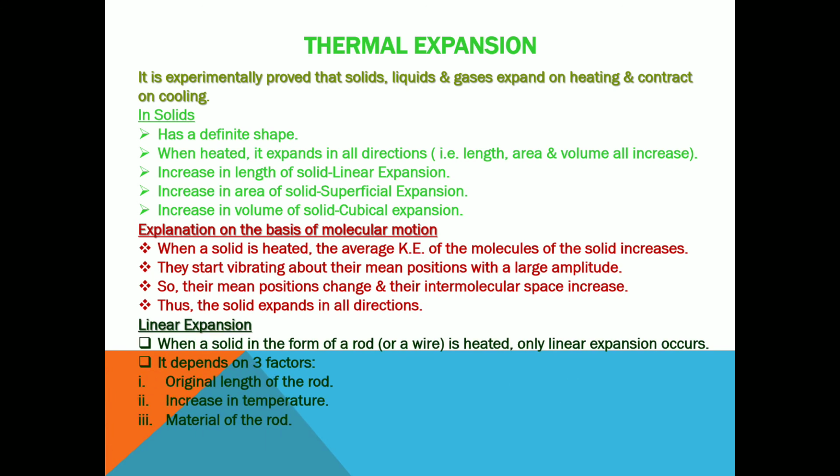Then linear expansion. When a solid in the form of a rod or a wire is heated, linear expansion occurs. That is, it increases in length. It depends on three factors: the original length of the rod or wire, its increase in temperature, that is how much the temperature is increased, and the material of the rod or the wire.